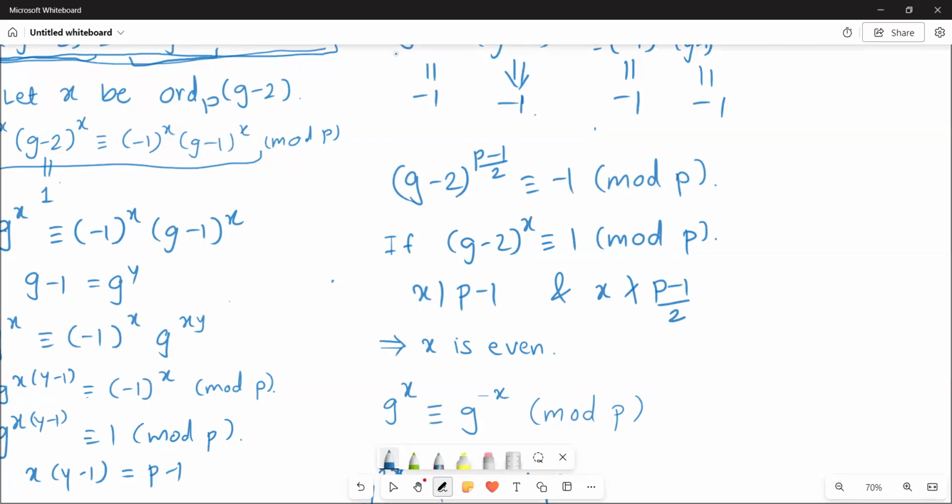Like for example, if your p was 7, then p minus 1 is 6. And we know that 2 divides 6, but 2 does not divide 6 upon 2, that is 3. But this happens for 2, which is not equal to 6. So from here we can't conclude that x has to be p minus 1.